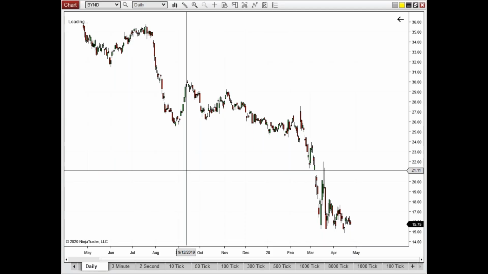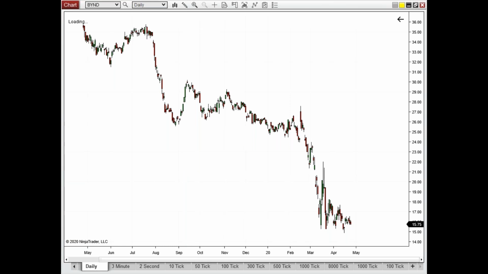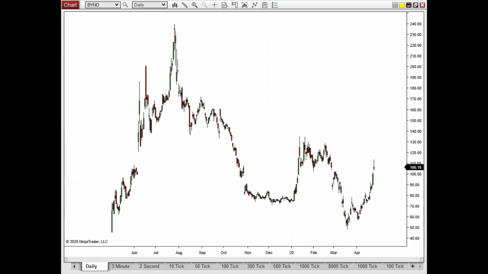Beyond Meat. See, that's one that could just have nothing to do with what's going on in the overall market. I haven't looked at that one for a while here.